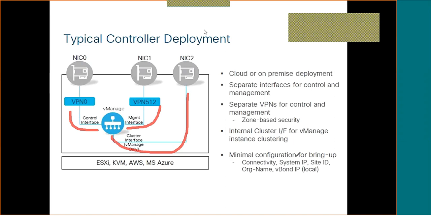So minimal configuration for bring-up is connectivity, then the system IP, and an internal cluster interface for vManage instance clustering, with separate VPNs for control and management. So three interfaces: two interfaces in their respective VPNs, and the third interface for cluster communications.